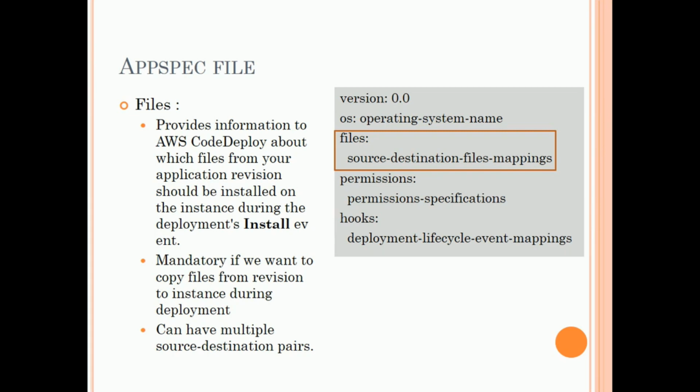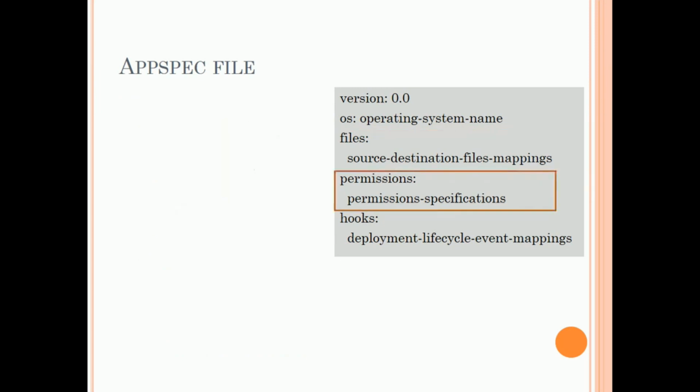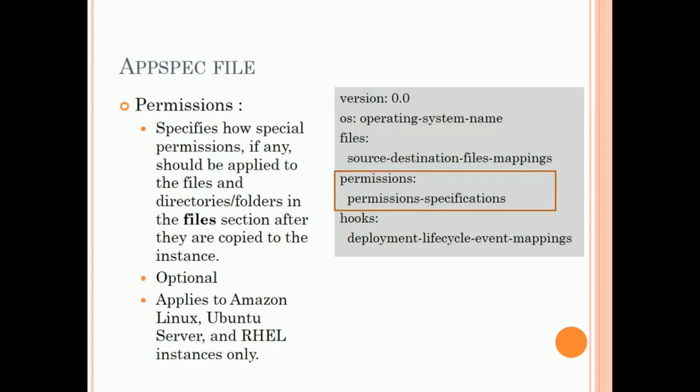We can ignore it if we don't want to copy files during the deployment. The fourth section is permissions. Permissions specifies how special permissions, if any, should be applied to the files and directories in the files section after they are copied to the instance. It is an optional section and it is only applicable to the Amazon Linux, Ubuntu Server and RHEL instances.